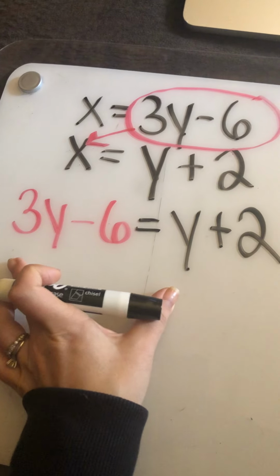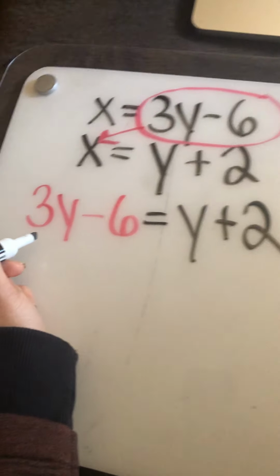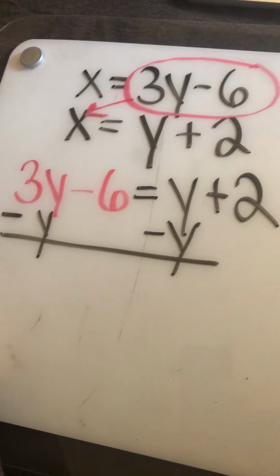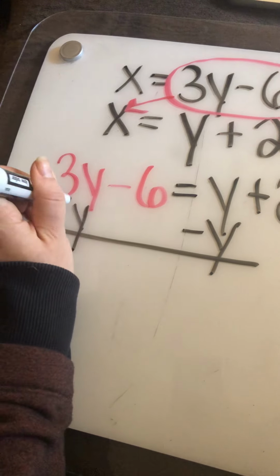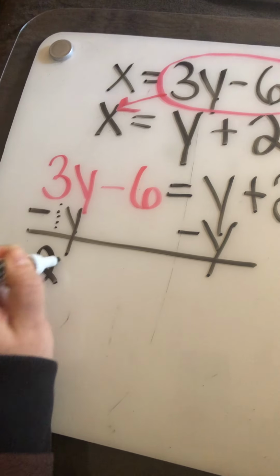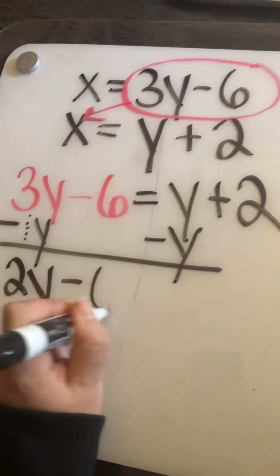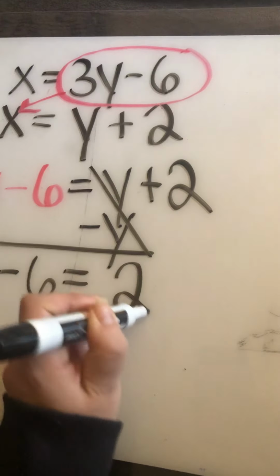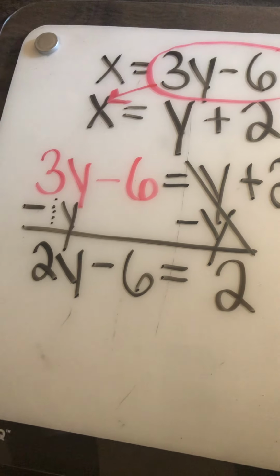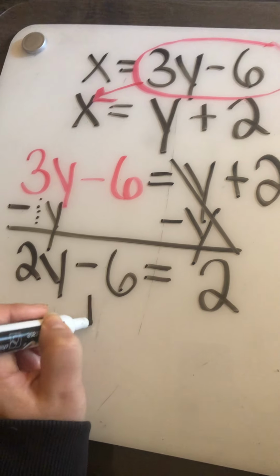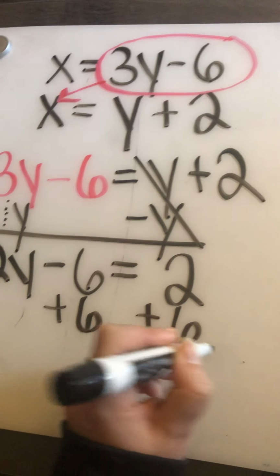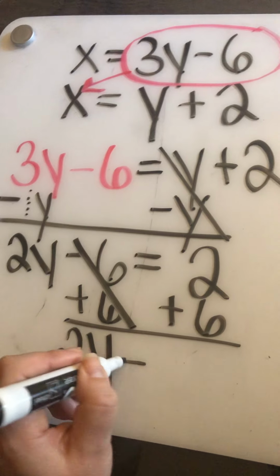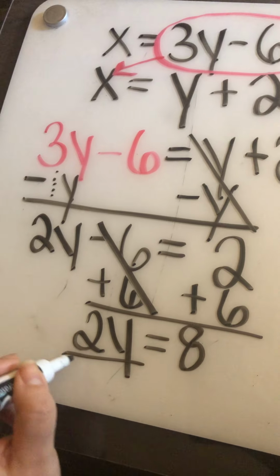So again, variables on both sides. We want to pick an anchor. I'm going to keep 3y there and subtract y. Okay, 3y minus, this is really 1y, would be 2y. Bring down minus 6 equals y minus y cancels out. I would be left with 2. And now I'm going to move my constant of minus 6 and add 6 to both sides. That would cancel. I'd be left with 2y equals 8. And then we would divide by 2.